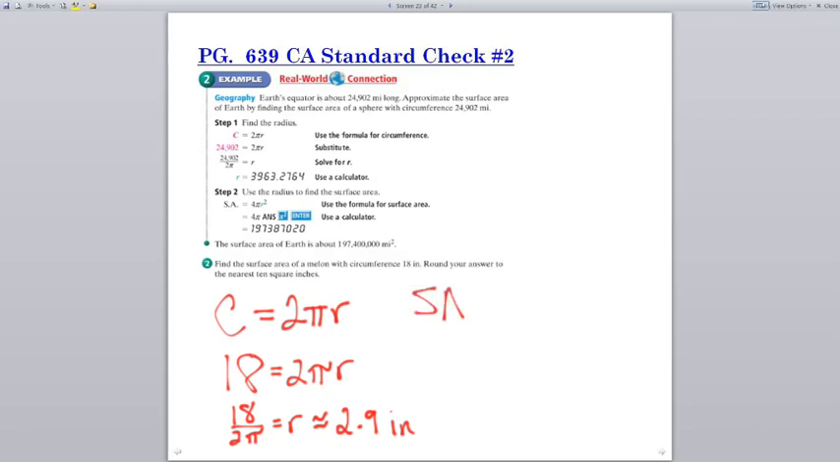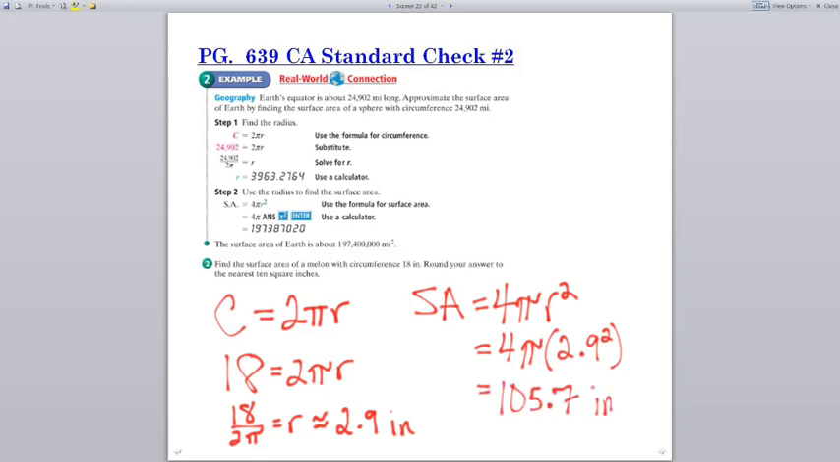And then I plug that into the surface area formula. So 4 pi r squared, 4 pi times 2.9 squared. I plug it in, I get around 106 square inches. So again, I had to find the radius before I could do anything with that.